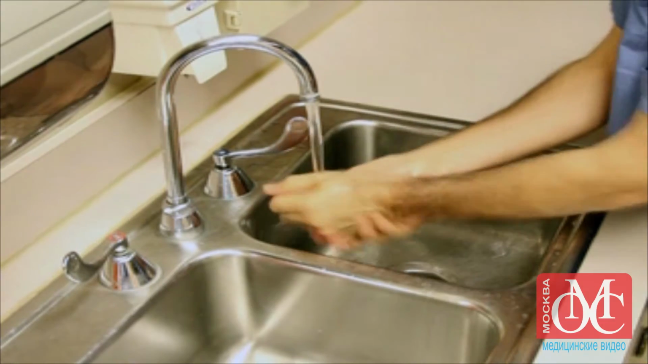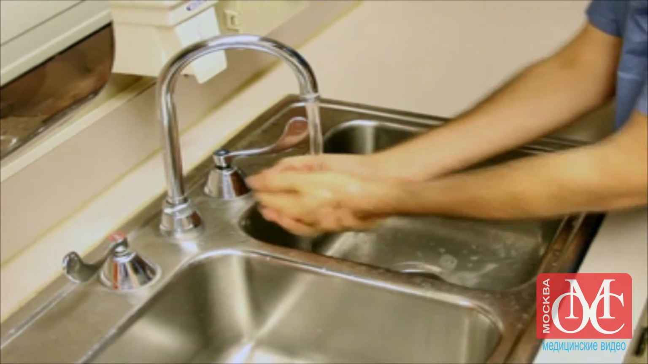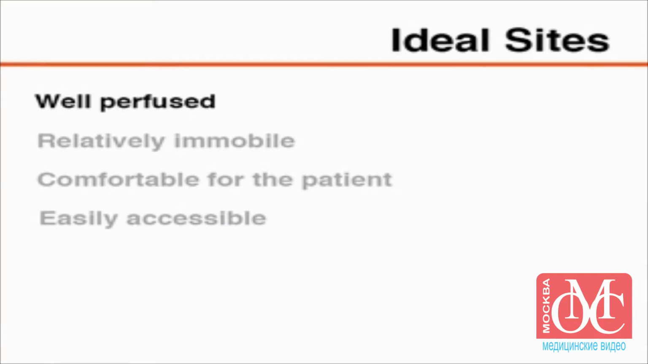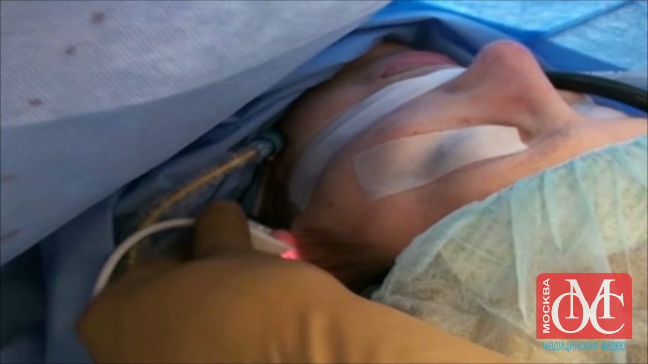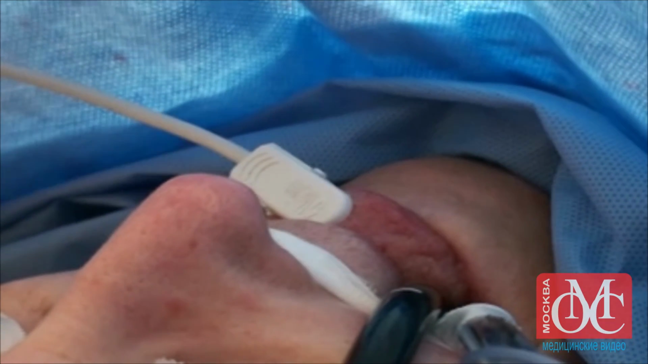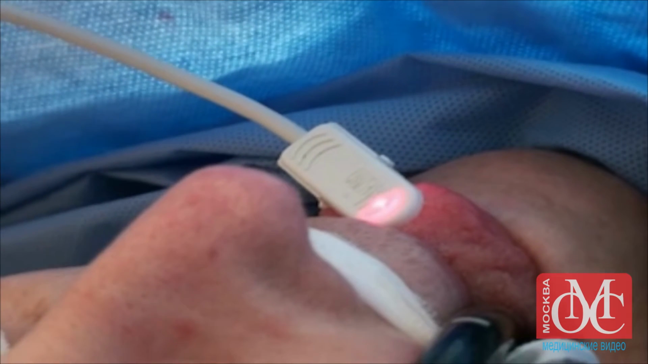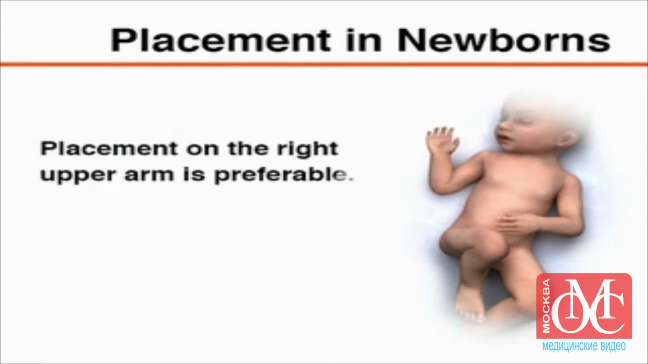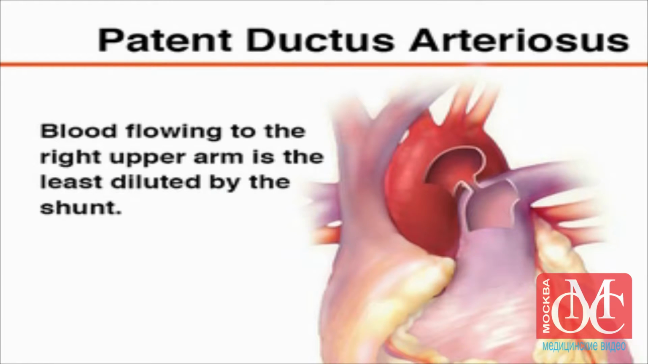It is important to adhere to standard precautions before any contact with patients. Hand washing is the single most effective strategy to prevent the spread of infections. The ideal site for placement of the pulse oximeter probe is one that is well perfused, relatively immobile, comfortable for the patient, and easily accessible. The earlobes and the fingers are commonly used sites. Feet, cheeks, nose, and tongue may be used in cases of low peripheral perfusion. In adults, the probe can be placed on either side of the body. In newborns, however, placement on the right upper arm is preferable because of the possibility of a patent ductus arteriosus.